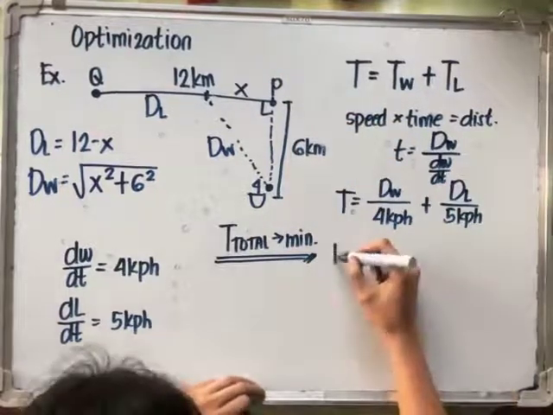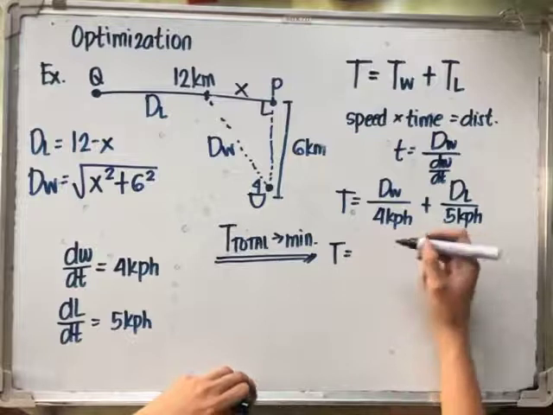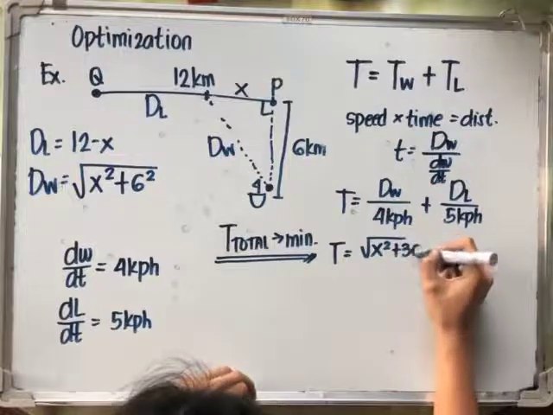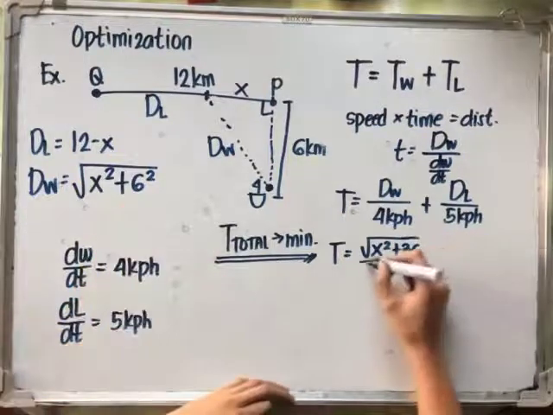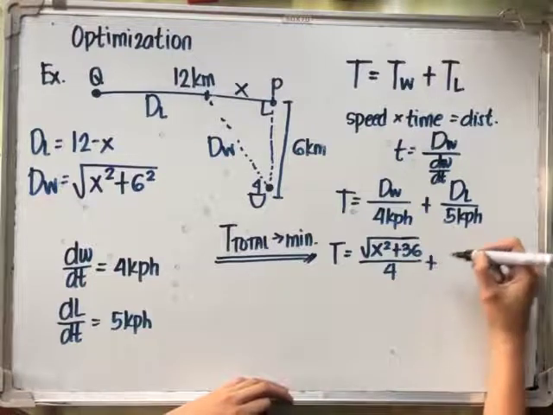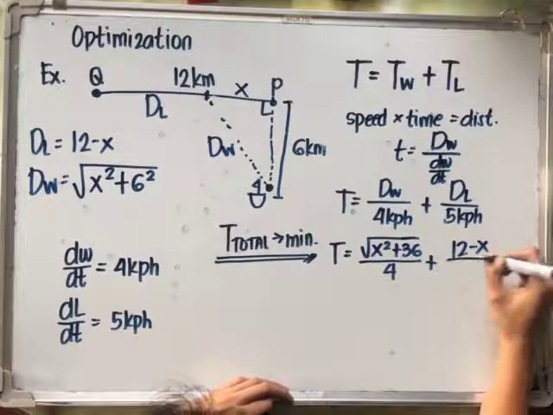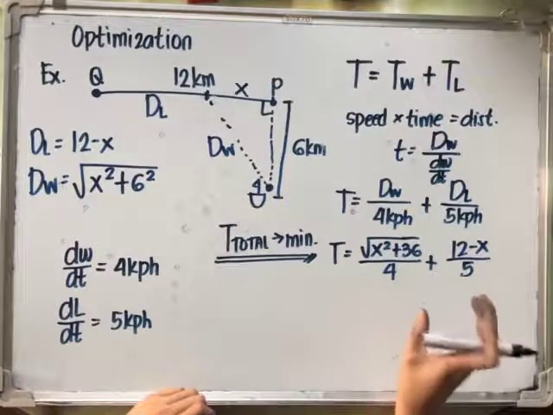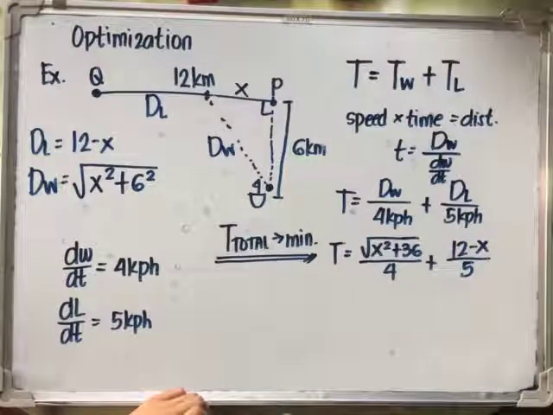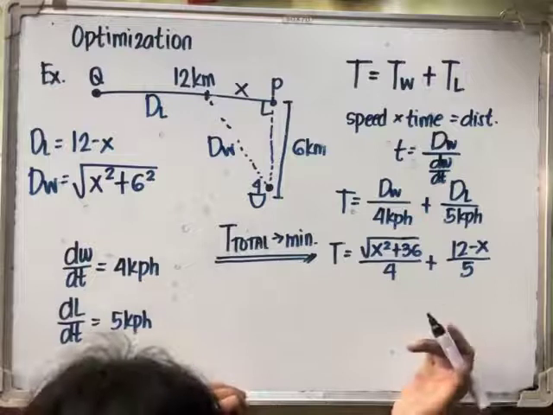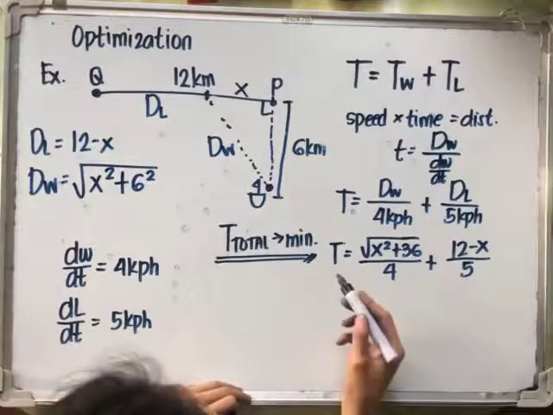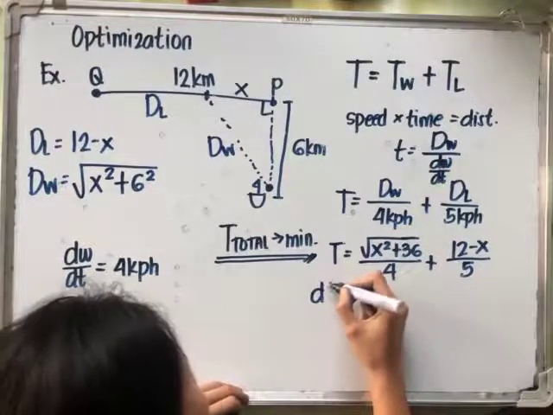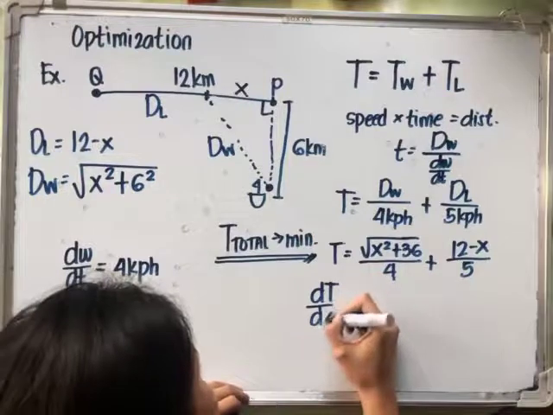Okay? So, having said that, lagay natin siya dito. This would be the square root of x squared plus 36. Okay, that is from 6 squared, that's 36, over 4, plus 12 minus x over 5. So, this would be our final equation in one variable that is now ready for optimization. So, now let's perform our differentiation. We differentiate t with respect to x. Kasi yan naman yung variable na natira dito. So, that would be what is our dt over dx.